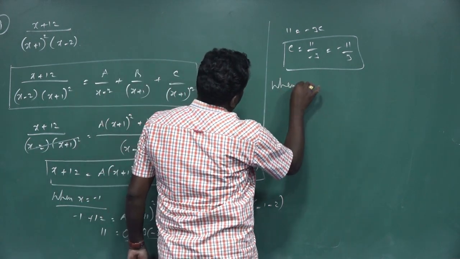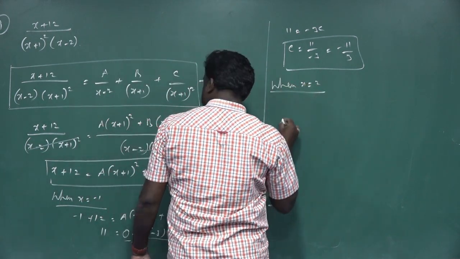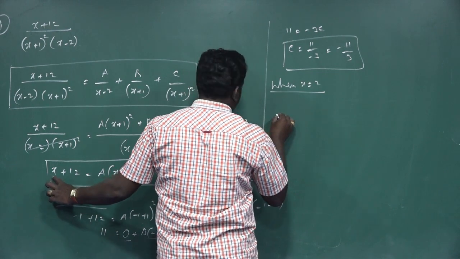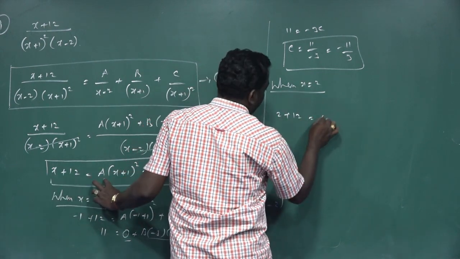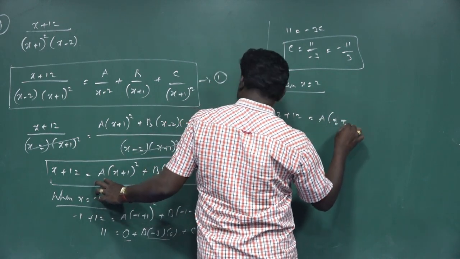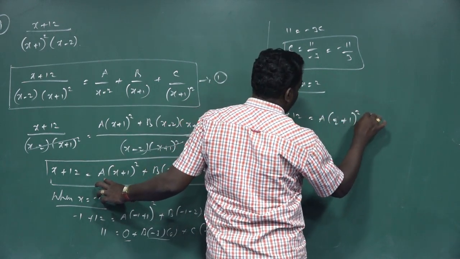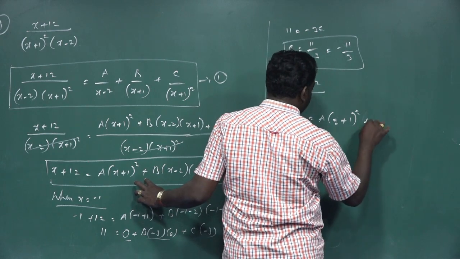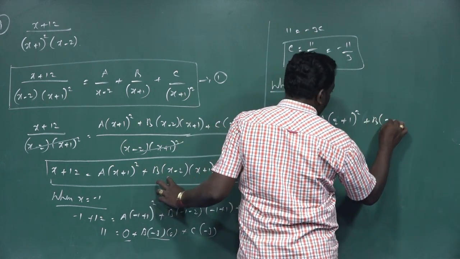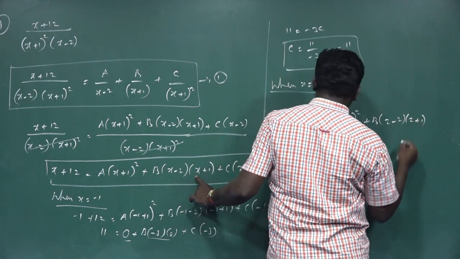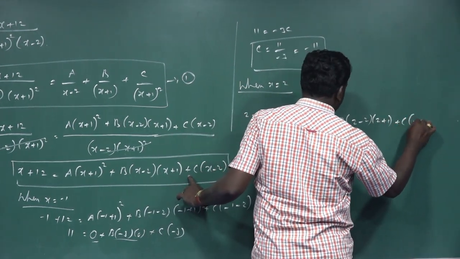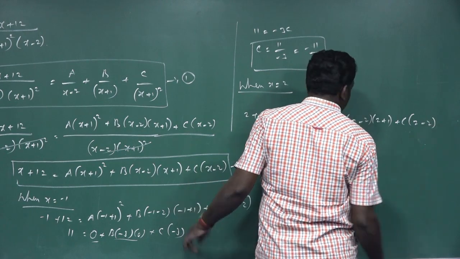Next, put the x value equal to 2. When x is equal to 2, in the second equation, the left hand side is x plus 12, that is equal to a into (2 plus 1) whole square, plus b into (2 minus 2) into (2 plus 1), plus c into (2 minus 2), the last term.